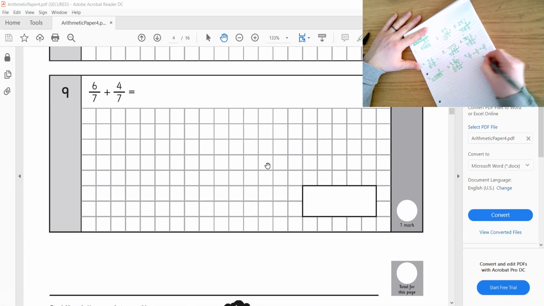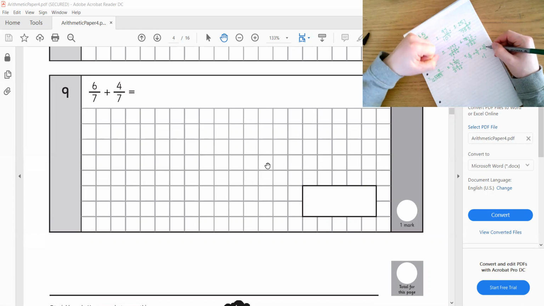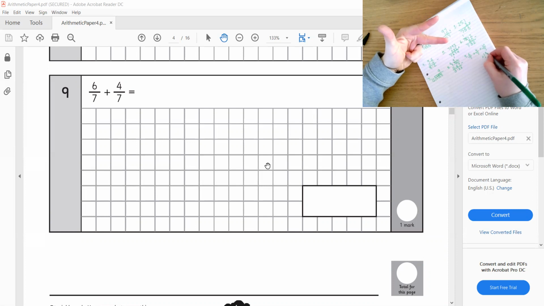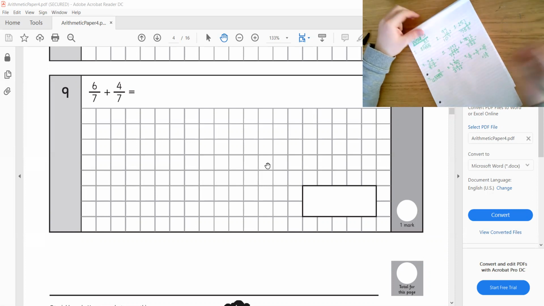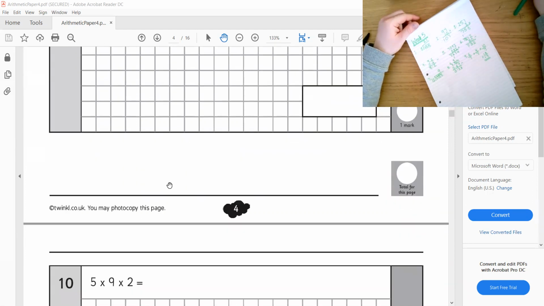Bonus point, if you manage to then understand that that is the same as 1 whole piece, because 7 sevenths make 1 whole. So then I should end up with, I used 7 to make 1 whole, 8, 9, 10, 3 sevenths left over as well. Okay, so a big smiley face if you manage to then convert it into a mixed fraction.